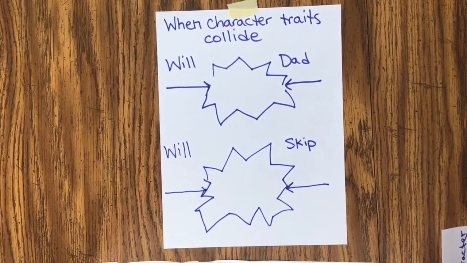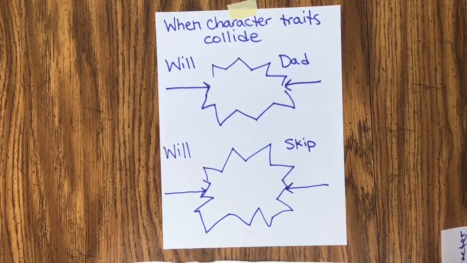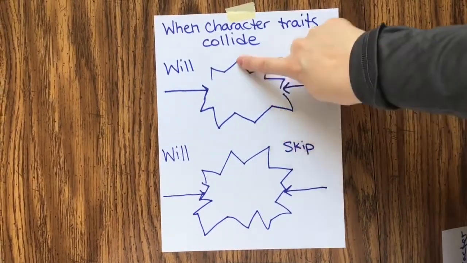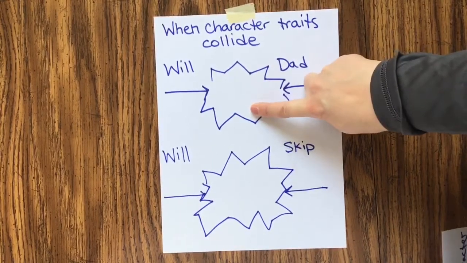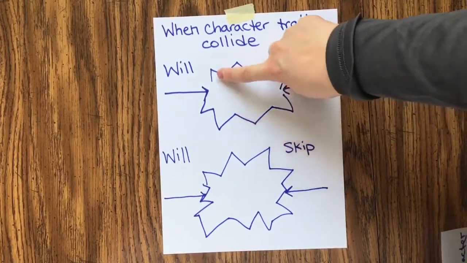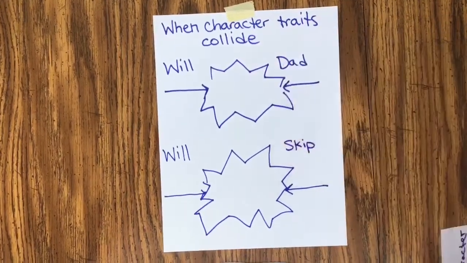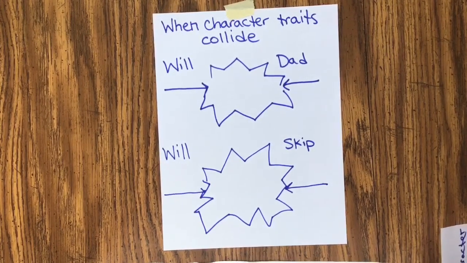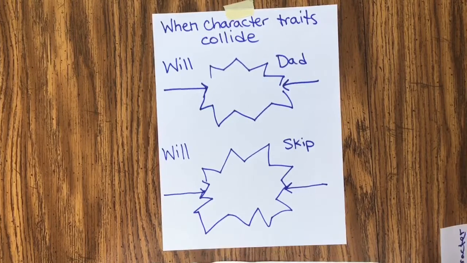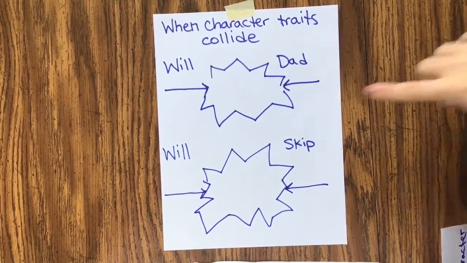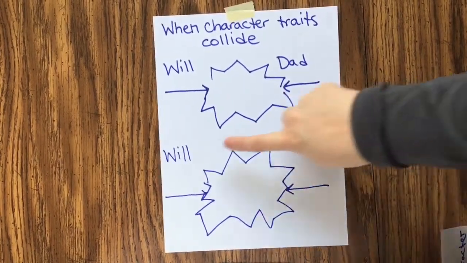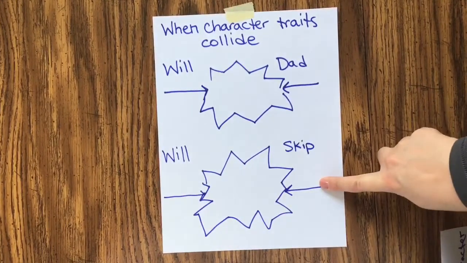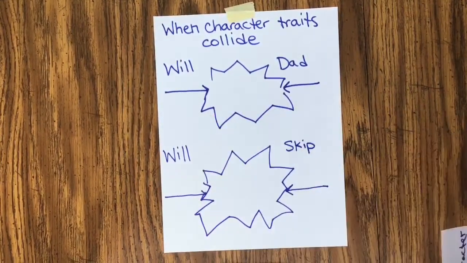If Will always has a certain character trait and he always collides with his dad, then you're going to have 3 to 4 examples in here. You could do that as a paragraph, you could do it as sentences with evidence, but there would be evidence from the book in that middle section. Then you would do the same thing for the next characters, Will and his brother Skip. You would do the character trait, and then where in the story they collide.